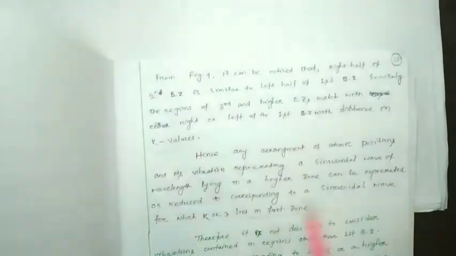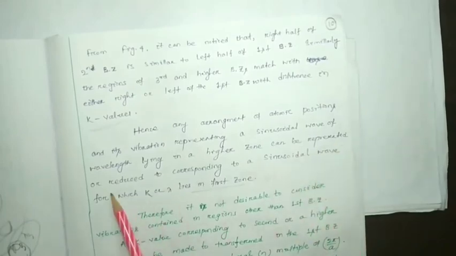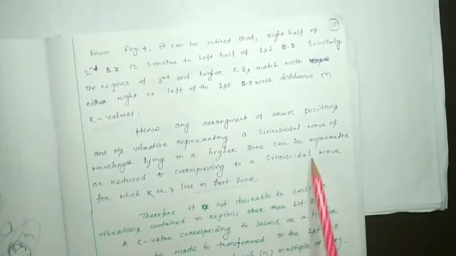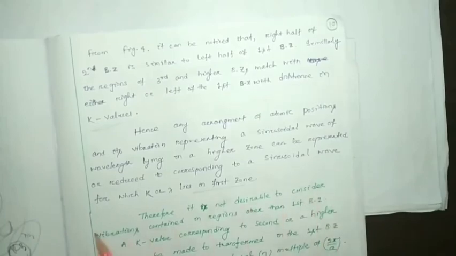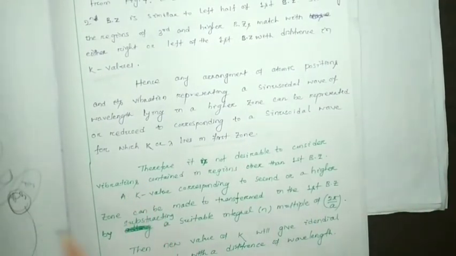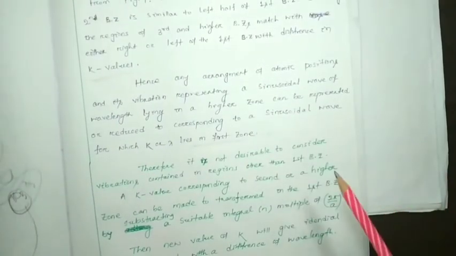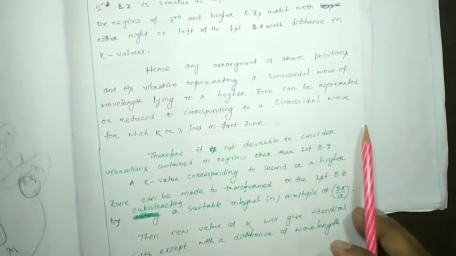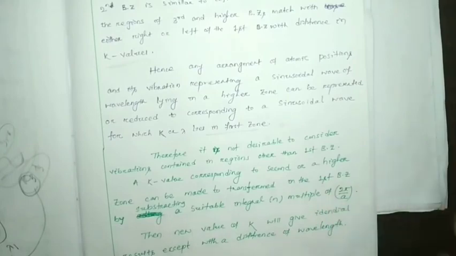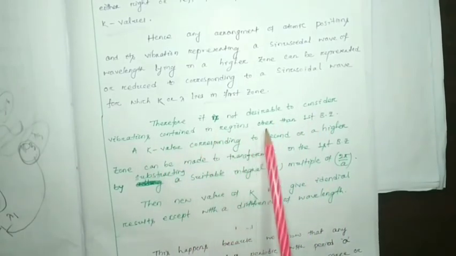Okay, suppose that dynamics in the second or third or higher zone can be represented or reduced to a sinusoidal wave equation for which k or lambda lies in the first zone. So that dynamics can be reduced to the first Brillouin zone. How it will be, I am going to explain here. That means if we take the higher zones' dynamics, then it will be similar to the first Brillouin zone. How it will be, I have the verification, you just wait. Therefore, it is not desirable to consider the vibrations contained in the regions other than the first Brillouin zone.